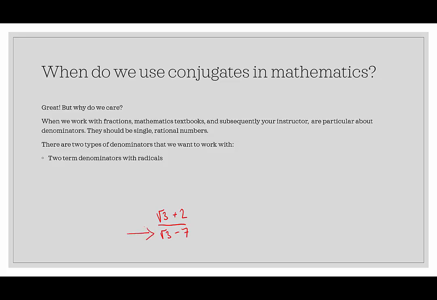Now, why is that no good? Because a long time ago, way back before there were calculators, we would have to come up with some idea like, what is this number? The square root of 3 plus 2 over the square root of 3 minus 7, where is that number on a number line? Is it between 0 and 1, 1 and 2? It looks like it might be negative, so maybe it's going to be between negative 1 and negative 2. We don't know. And before calculators, we would have to do this by hand. It's a lot easier to approximate a number that has a single rational denominator than one that has a really strange radical in its denominator.